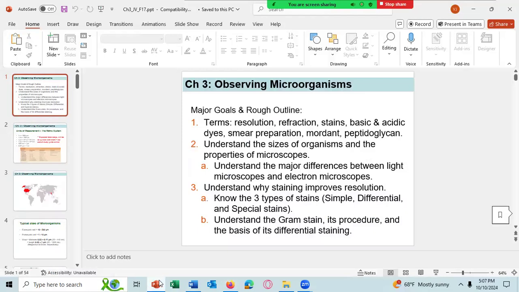All right, chapter 3. Number 2, understand the sizes of organisms and the properties of microscopes. Understand the major differences between the light microscope and the electron microscopes. 3, understand why staining improves resolution. And 3A, know the 3 types of stains. There are simple stains, differential stains, and special stains. And then 3B, understand the gram stain in depth, its procedure, and the basis of its differential staining. Any questions about these goals and rough outline?